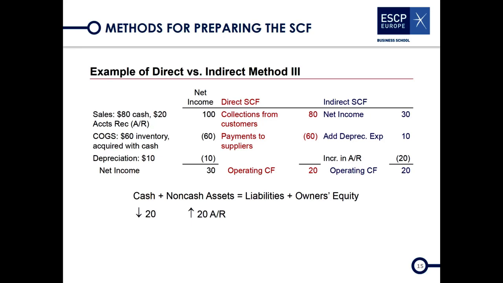Why? Because net income includes sales revenue of 100, but 20 of that was not collected in cash. So 20 of that is non-cash revenue. And if you want to eliminate non-cash revenue, you need to subtract it from net income because it was a positive number. Right? So in cash terms, this 100 is overstated because you only collected 80. So that's why we're deducting 20 to arrive at the net operating cash flow.